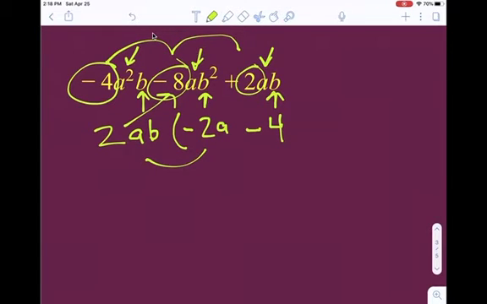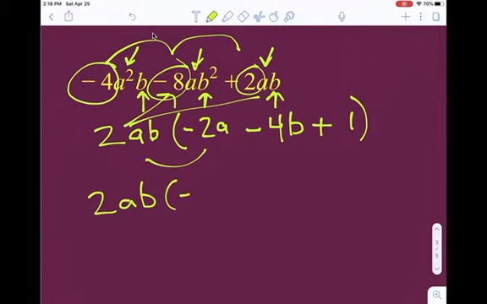And then ab, well, this is ab squared, so I need 1 more b. And then with this one, I got 2ab, and then this one is exactly 2ab. So when you get that, you just plus 1. Multiplicative identity, right? Multiply something by 1, you get itself. And so the finished product of this would be 2ab times minus 2a minus 4b plus 1.